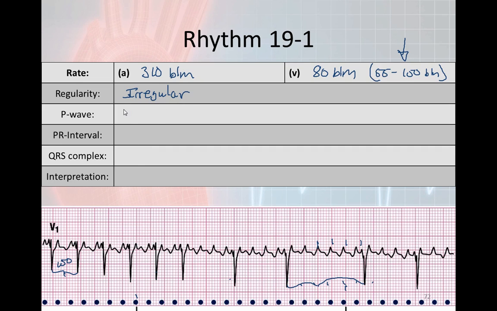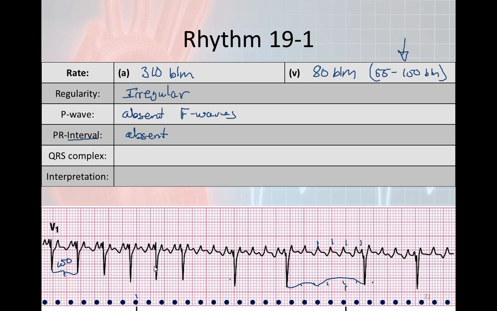The P wave is non-existent. It's absent. But what do we have? We have capital F waves. PR interval is absent. Because there is no P wave, you cannot have a PR interval. Now, you could put in the PR interval, you could put your conduction ratio, but it's actually asking for a PR interval. So let's go ahead and just skip that for now.